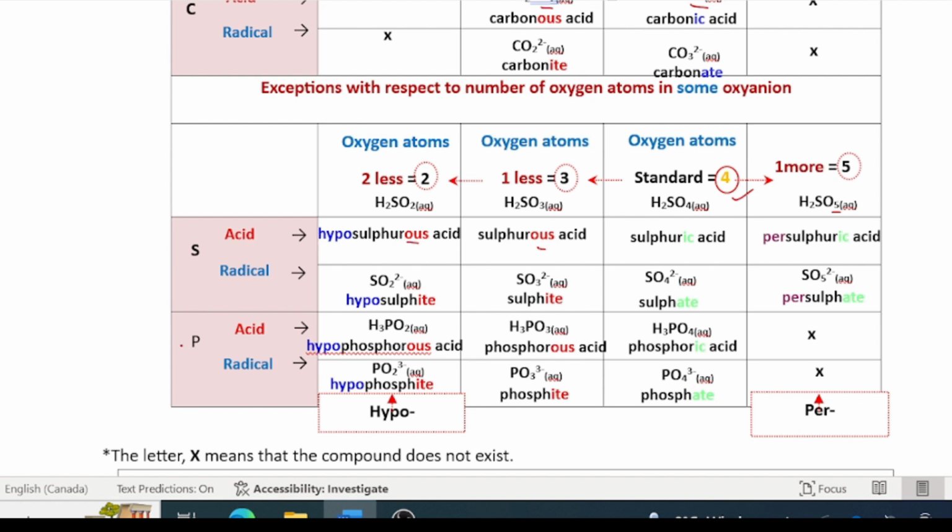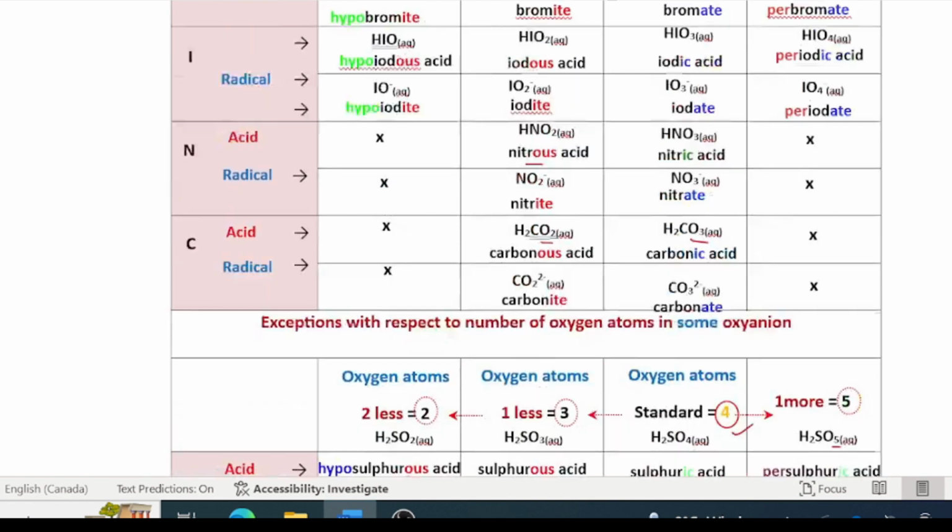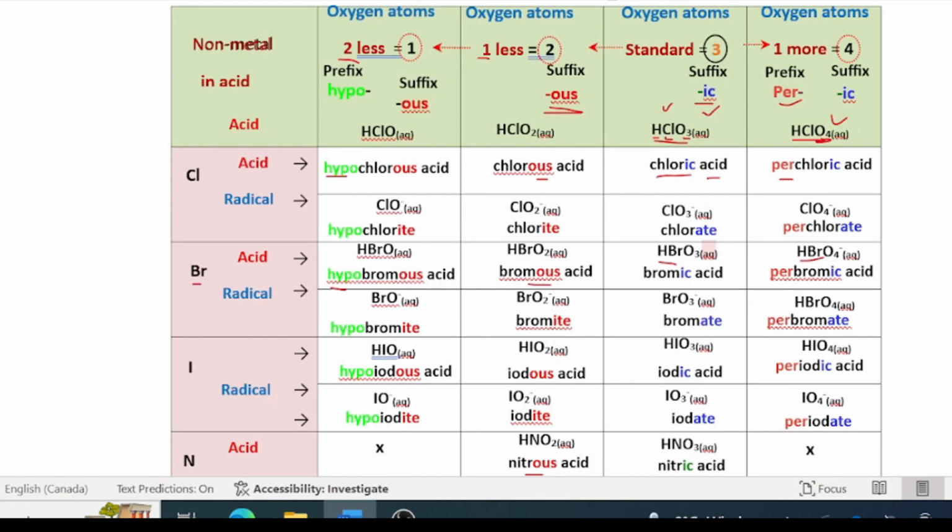Now look at phosphoric acid, same thing we said. It has 4, that makes it phosphoric. I haven't seen that. One less, phosphorus acid, hypophosphorus acid. Okay? Now we're going to look at something else that's important.